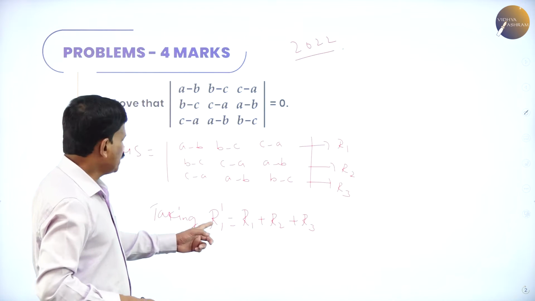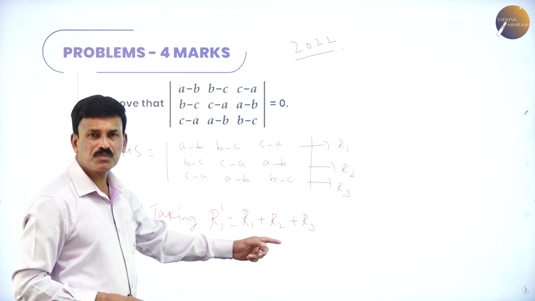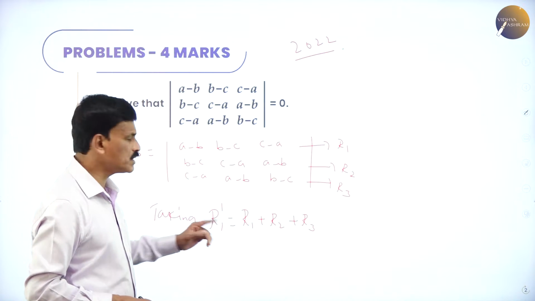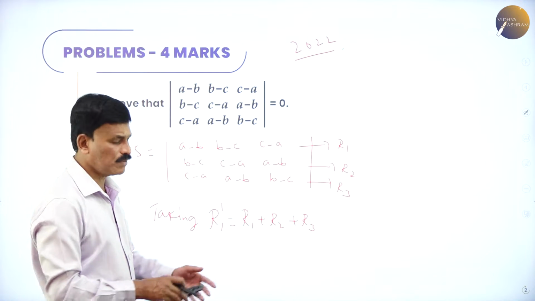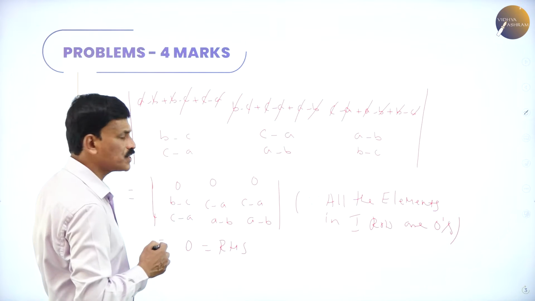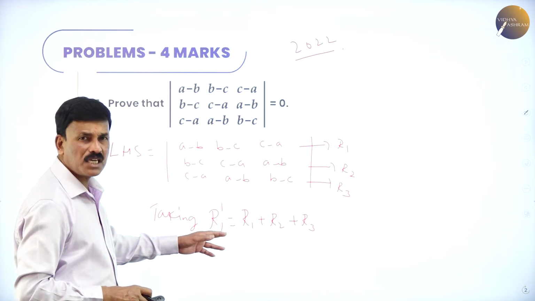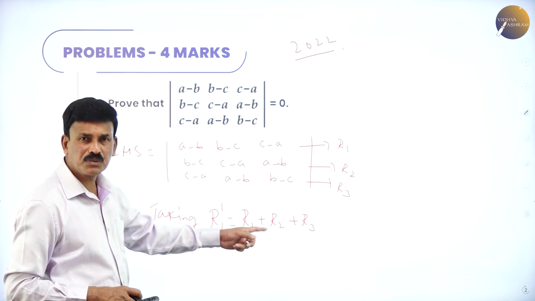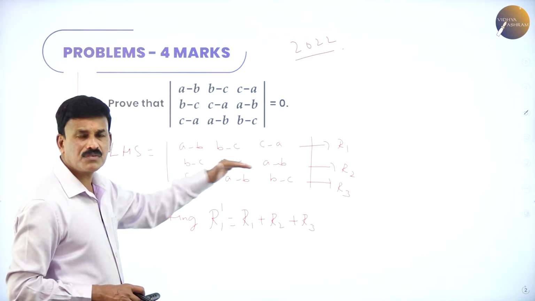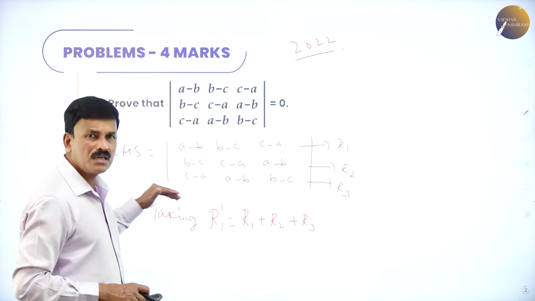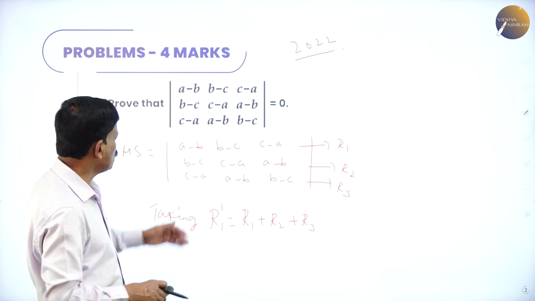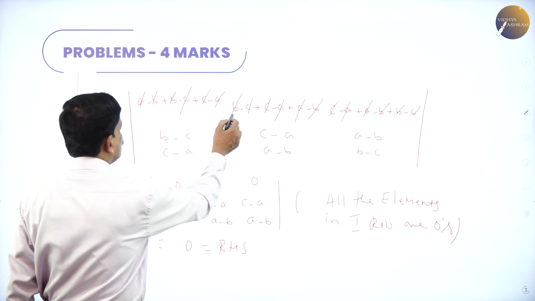See, taking R1 dash is equal to R1 plus R2 plus R3. Row 2 and row 3 are the same, B minus C, C minus A, A minus B as it is, C minus A minus B and B minus C are as it is. And changing the first row, add the first element of row 1 plus the first element of row 2 plus the first element of row 3. The first element of row 1 is A minus B, of row 2 is B minus C, of row 3 is C minus A. In this way we are going to add.